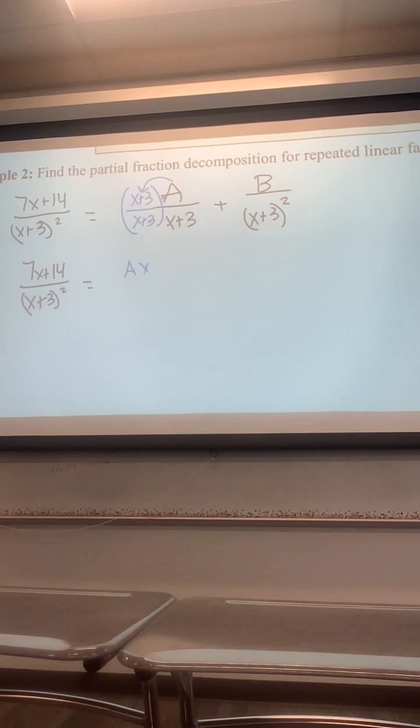ax plus 3a over x plus 3 squared, since we have 2 of them now, plus b over x plus 3 squared. Do I have a common denominator now? Yes? Then you can get rid of it. You no longer need it. We can say that 7x plus 14 is equal to ax plus 3a plus b.